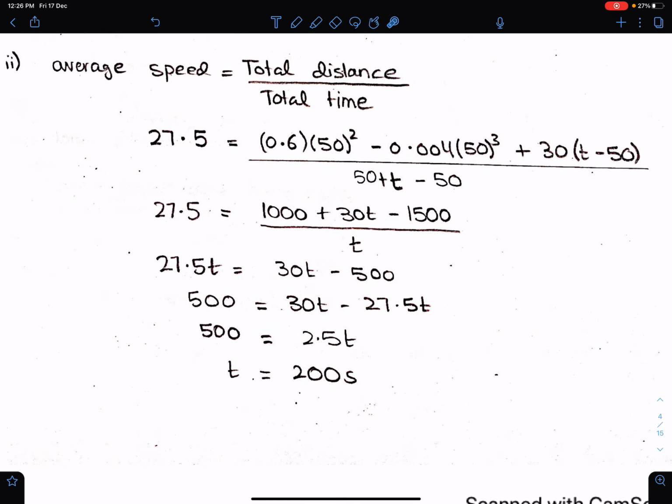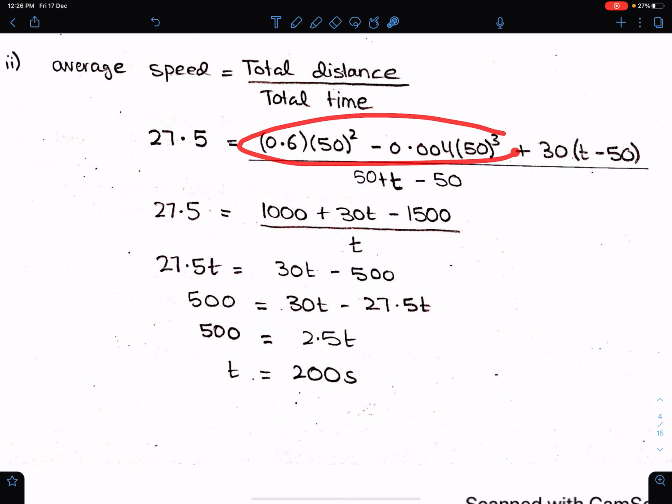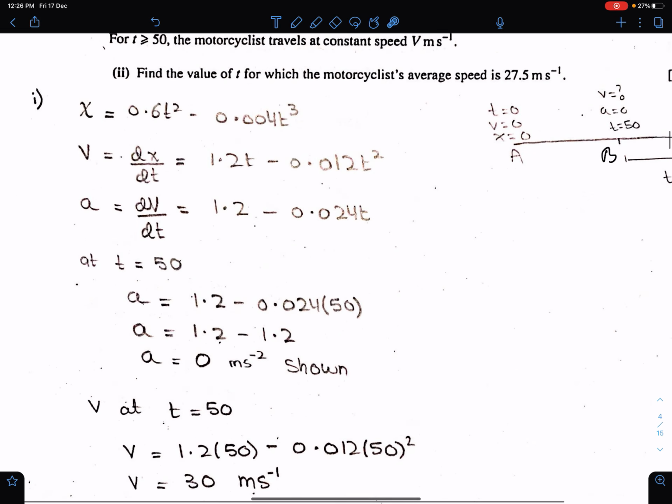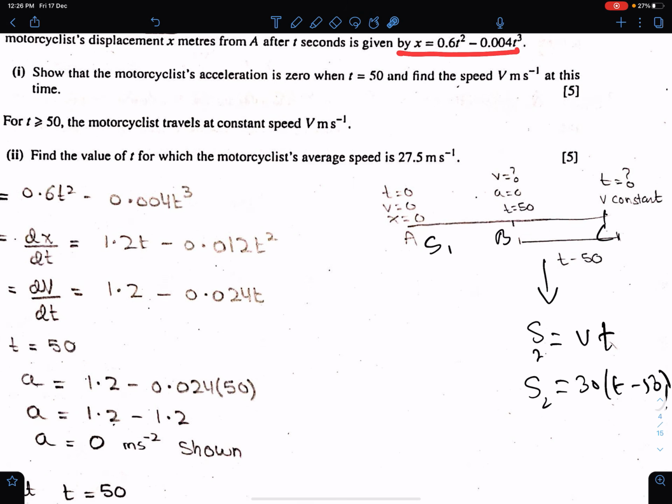So for t from 0 to 50, you can use the equation of displacement which was given in the question. And for the next distance, you should use this equation, s is equal to v into t. So v is constant, which is 30, and time is t minus 50. So this is the second displacement, and this is the first displacement, and you can get the first displacement with the help of this equation.